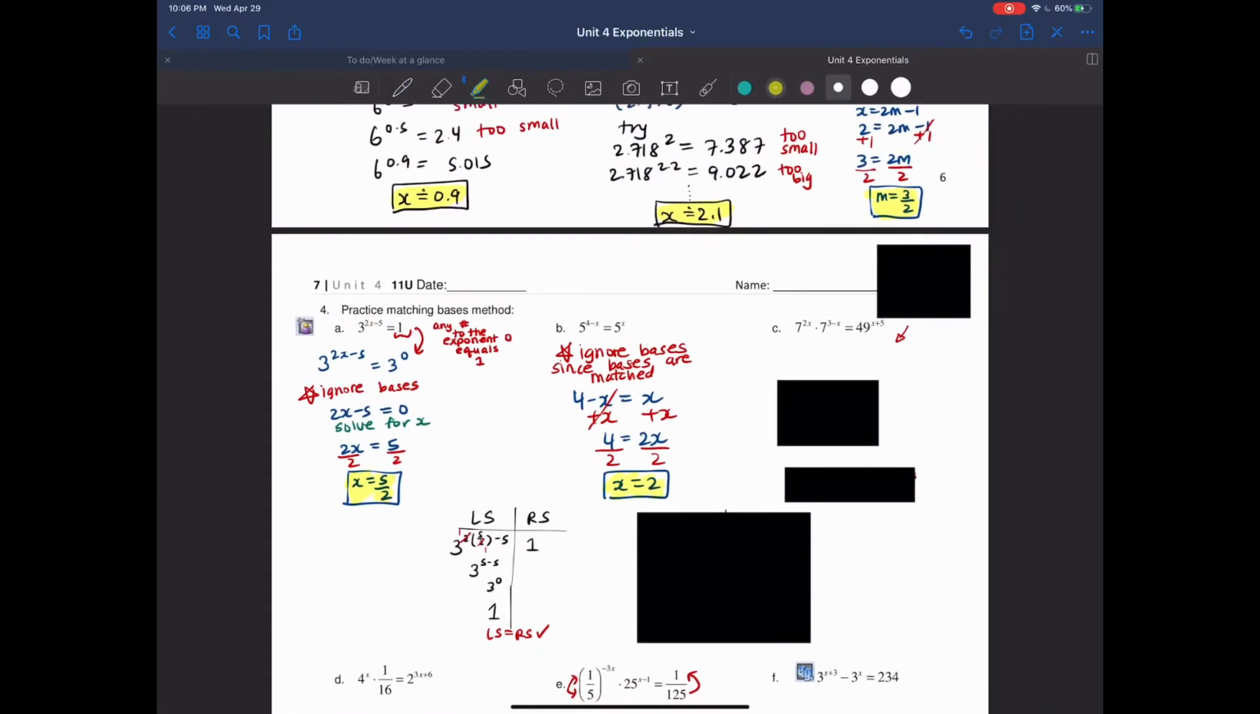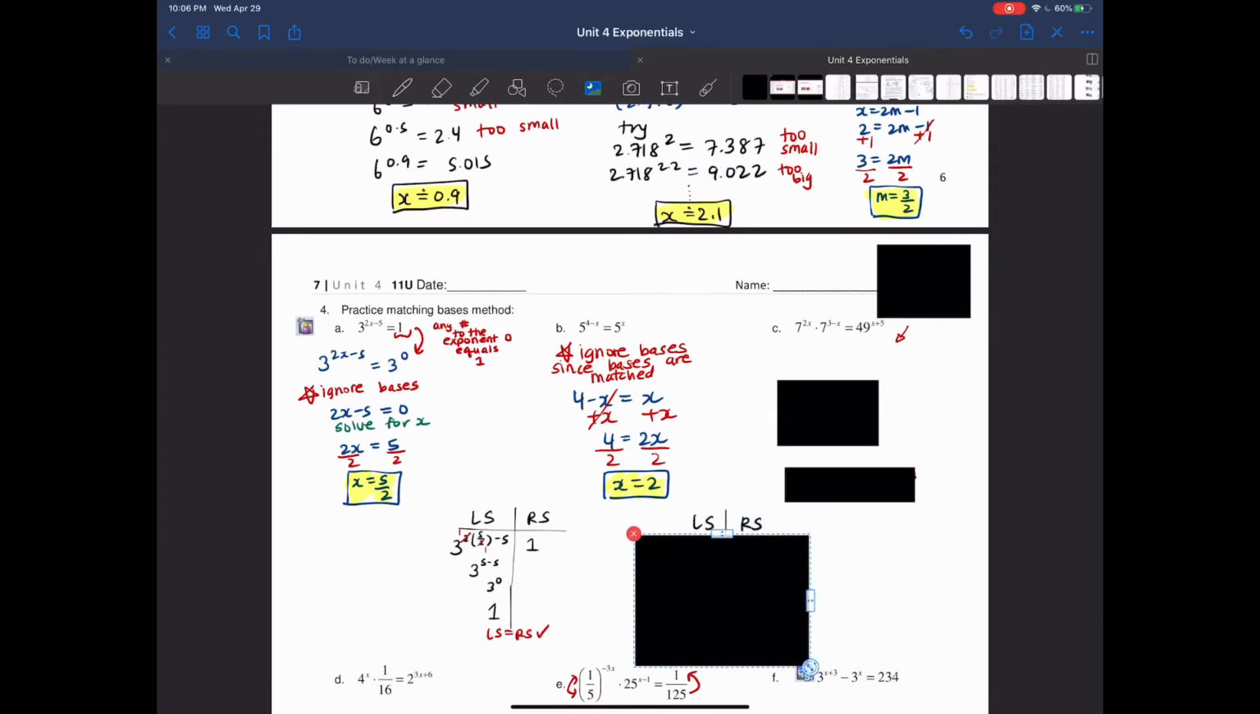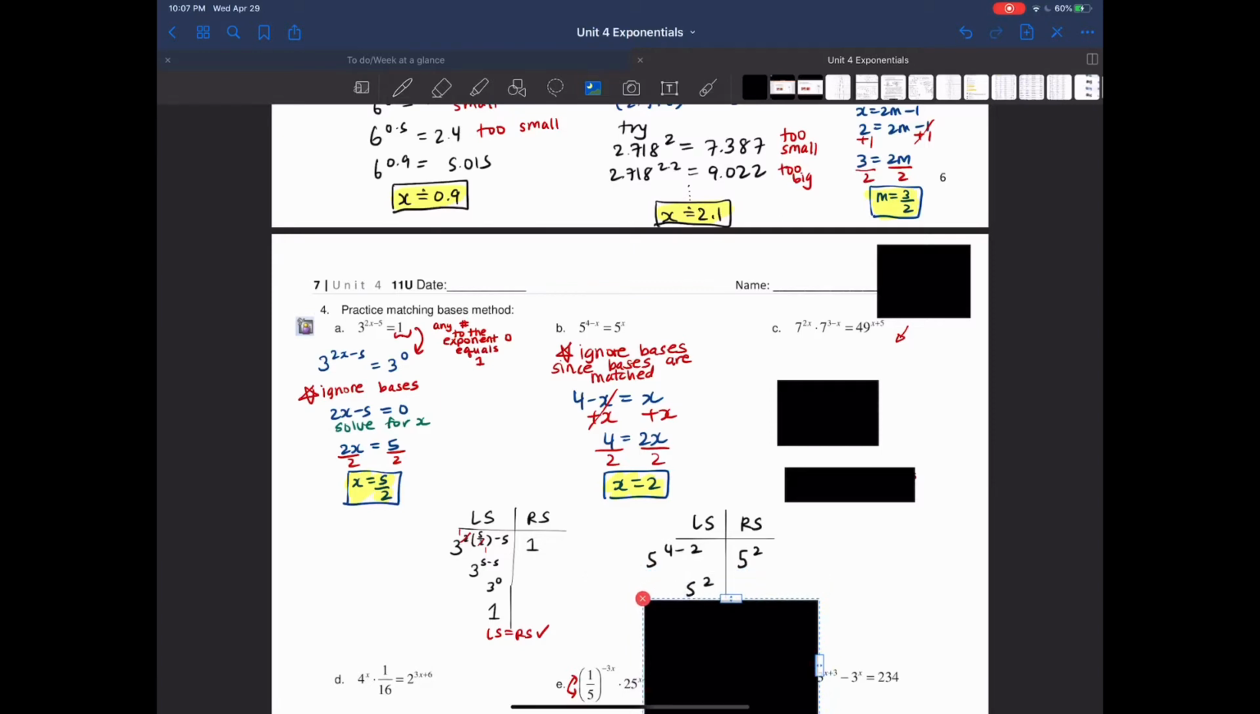And just like before, I'll do the left side, right side check again. Again, you set it up so that you have your t-chart, and then you plug in your value that you got, which was the 2. And we're noticing that we're getting 5 to the 2 on both sides, which means that they are equal, and so my answer is correct.